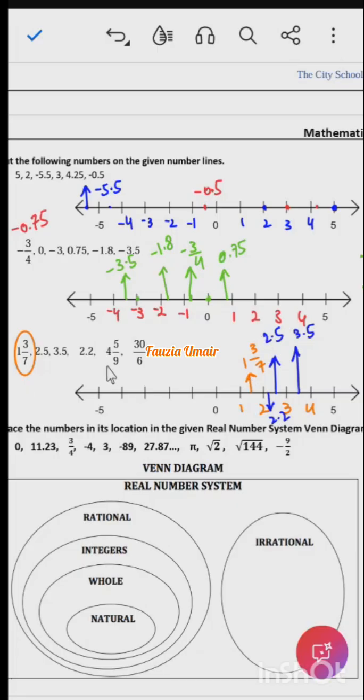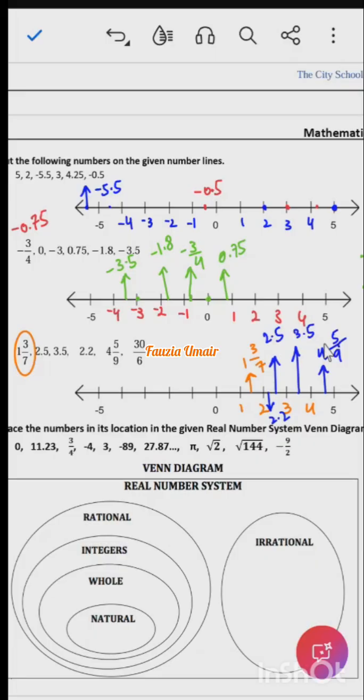अच्छा, what about 4 whole 5 by 9? It will be between which two numbers? Between 4 and 5 and near 5. So near 5. So it's almost in the middle. 4 whole 5 by 9.